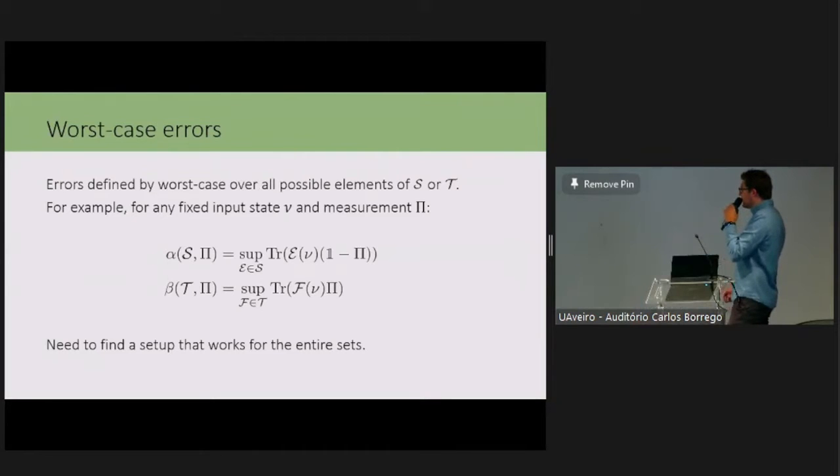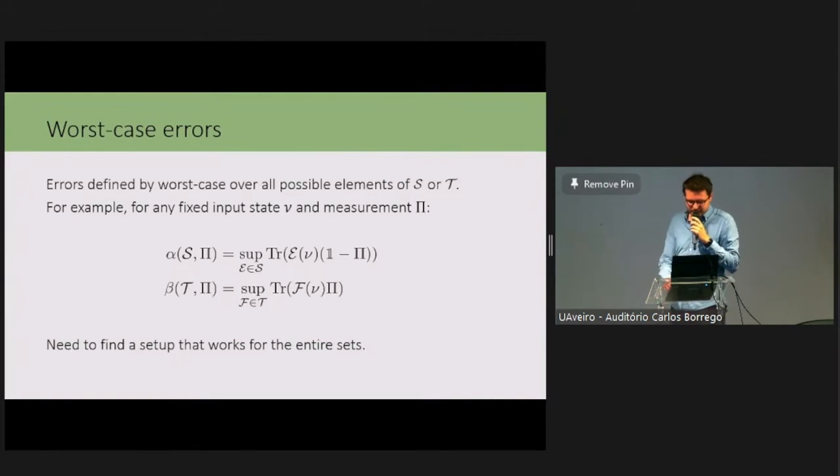So the way I want to define errors is by looking at the worst case. I want to say the type 1 error is the worst case over all channels I could get from S that I incorrectly claim come from T, so that I incorrectly choose the wrong hypothesis. So if I fix an input state and a measurement, this is exactly this expression where it takes a supremum over all channels from S, and the same for the type 2 error. The idea is that you really need to find a setup, so an input state and a measurement, that works for the entirety of the set, compared to just this individual pair we had previously.